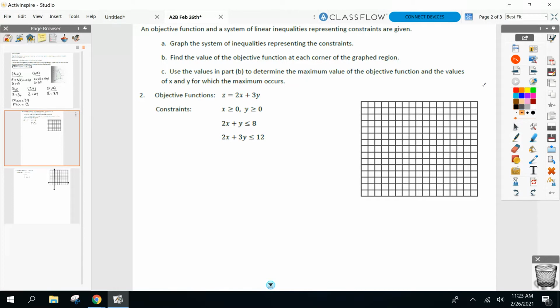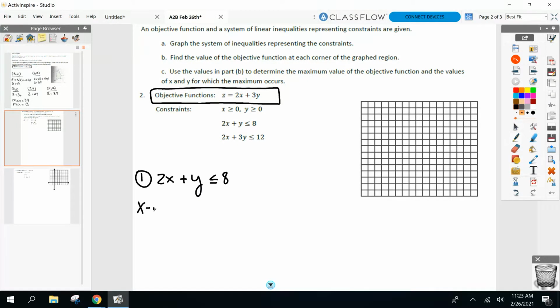All right, so we got to graph all these to find our shaded region first. So there's our objective function. We're not going to graph it. When we're ready at the end, we'll plug in x and y. The first 2 are 0 and 0, so those are right on the corner, so I don't need to worry about those. Here you go. 2x plus y less than or equal to 8.